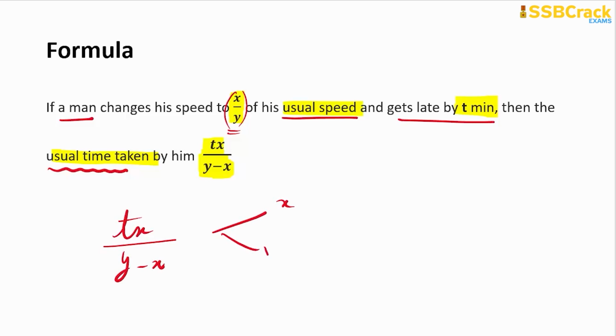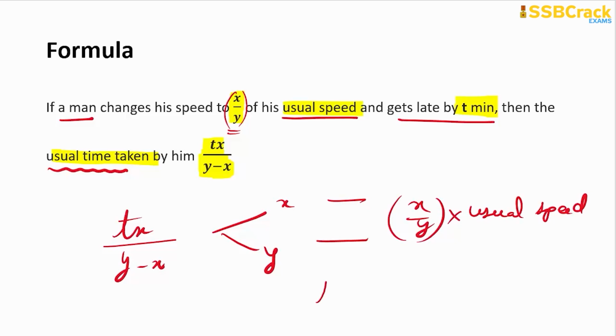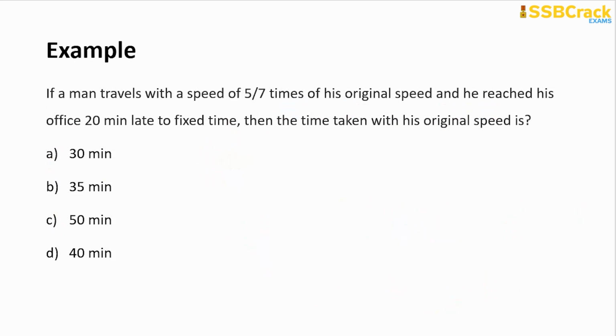Remember here x and y are what? They are actually the part of a fraction by which he is changing his usual speed. He is changing to x by y part of the usual speed and getting delayed by the time t. Time t is the delayed time. So if these are the criteria given to you in the question and asked about the usual time taken by the person with the usual speed, then you can go ahead with this formula to apply and get your answer. And hence, let's understand an example based upon the same.